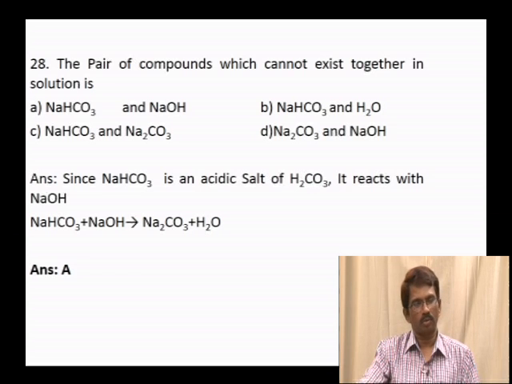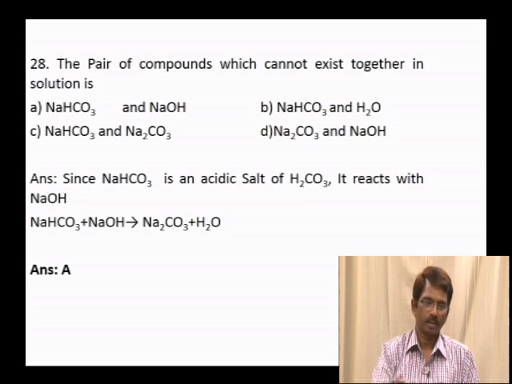The options are: A, sodium bicarbonate and sodium hydroxide; B, sodium bicarbonate and H2O; C, sodium bicarbonate and Na2CO3; D, Na2CO3 and NaOH. Sodium bicarbonate is an acidic salt of carbonic acid, that is H2CO3, and therefore it will react with NaOH producing Na2CO3 and H2O as in the equation, and hence the correct option is option A, sodium bicarbonate and NaOH cannot exist together.